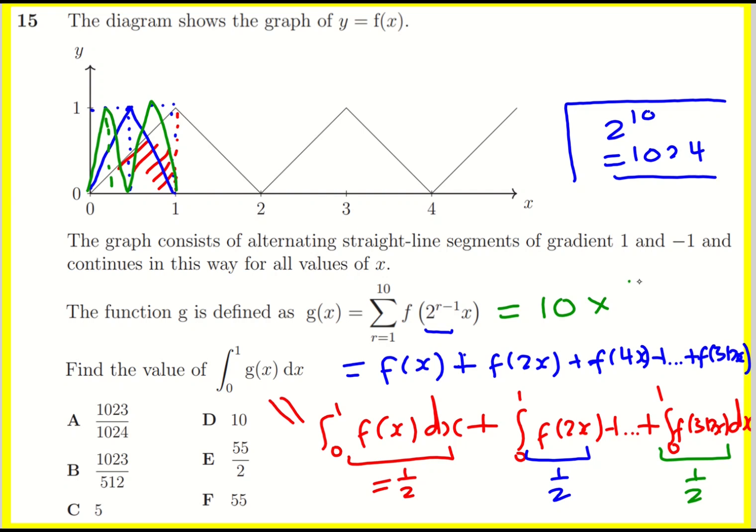So the answer comes together quite nicely. This looks quite complicated when you first see it. When you first see the summation, it's like, what is going on? But once you realize what's happening, we're just doing these stretches. The area is the same each time. It's just 10 times a half, giving us an answer of 5.